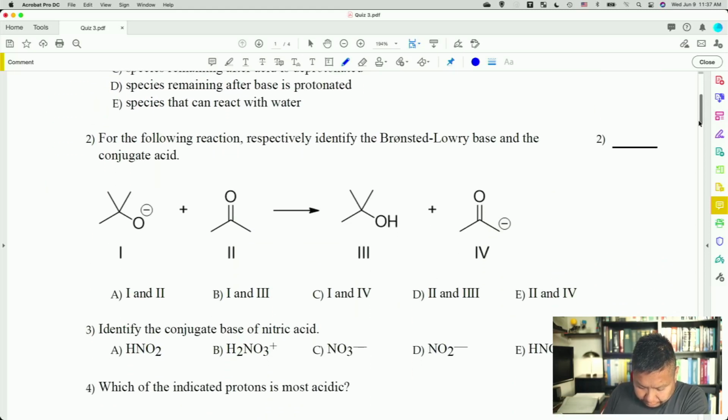Next question: for the following reaction, respectively identify the Bronsted-Lowry base and the conjugate acid. Well, remember that the Bronsted-Lowry base is the proton acceptor, and the conjugate acid is the thing that the Bronsted-Lowry base turns into. So we see here that there's a negative sign right there. That means that that oxygen is missing a proton.